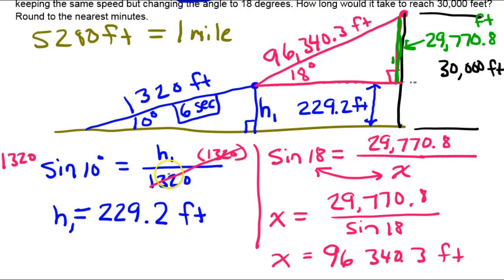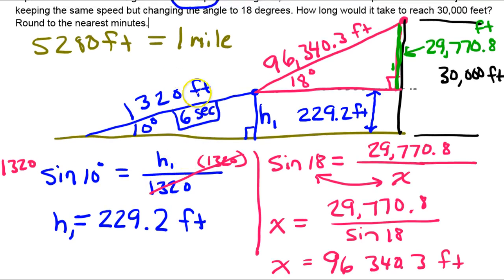We're almost done. Now, we want to know time though. So we've got feet, but we want to know time. How long did it take? So over here, we know this is 6 seconds. So over here, how many seconds is this? And if it's enough seconds, then we can convert to minutes. But for now, let's stick with seconds. So let's convert 96,340.3 feet into seconds.